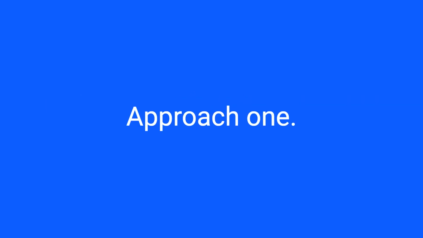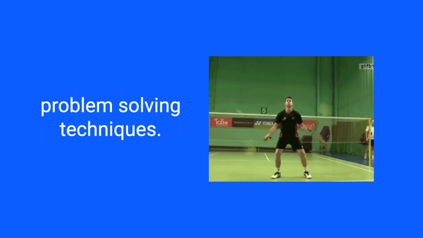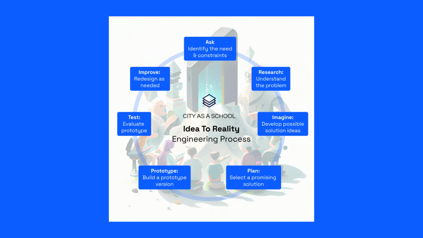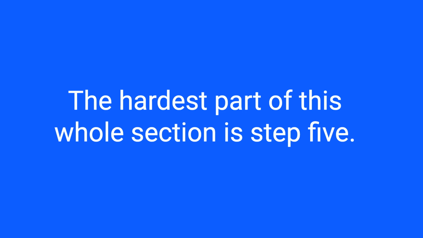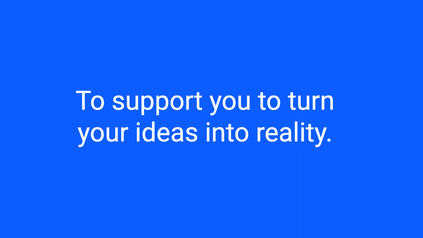Now there's 2 approaches to using this section. Approach 1, I want to build a serious, well-documented solution using industry-standard problem-solving techniques. Approach 2, I'm building for fun. Show me how I can build quickly. If you're building a serious solution, you should go through each step from 1 to 7. If you're building for fun, skip to step 3. The hardest part of this whole section is step 5, actually building your prototype or your minimum viable product, your MVP. To support you to turn your ideas into reality, we suggest a few things.